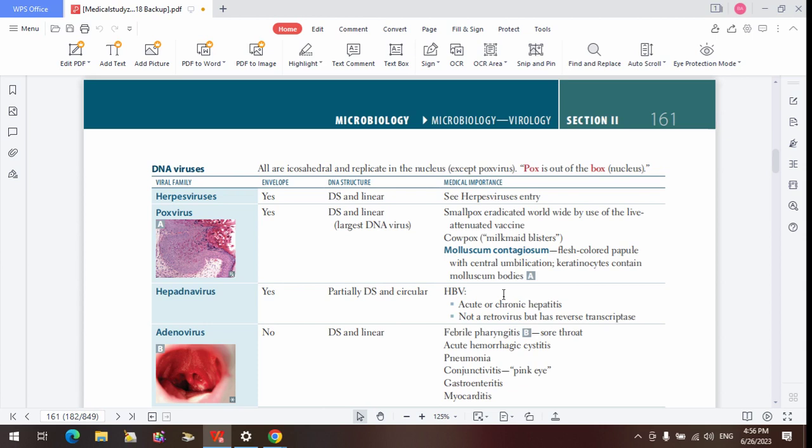So how would it appear? This statement is classic. Once we hear flesh-colored purple with central umbilication, that is molluscum contagiosum until otherwise proven. So they affect the skin. That's where you see the lesion, and the viruses form inclusion bodies within the keratinocytes of the skin that we call molluscum bodies. So you just see something like a dimple, an invagination of the epidermis into the dermis.